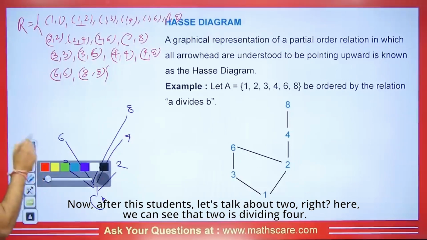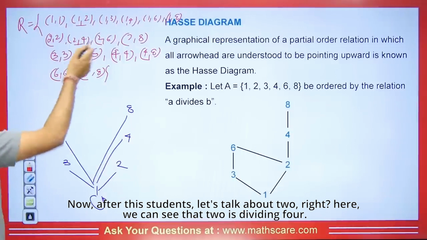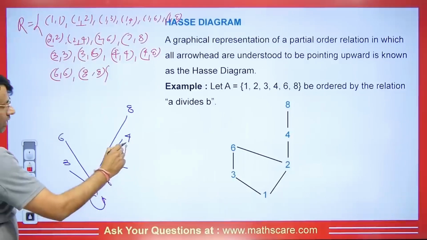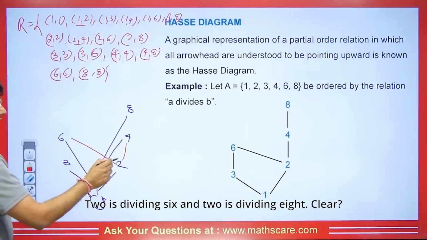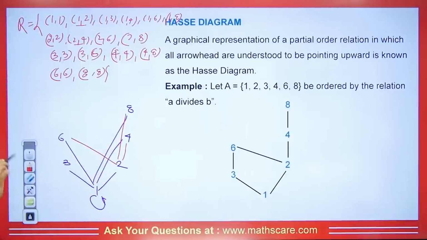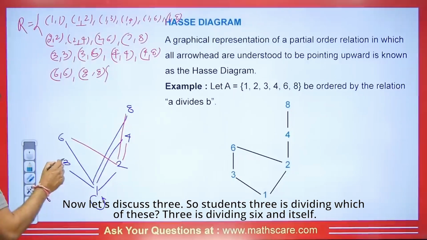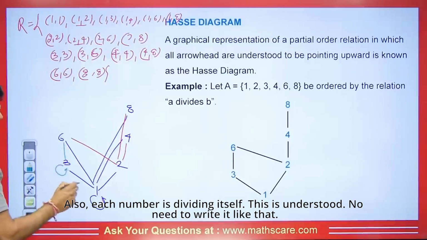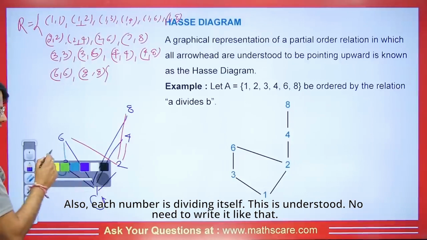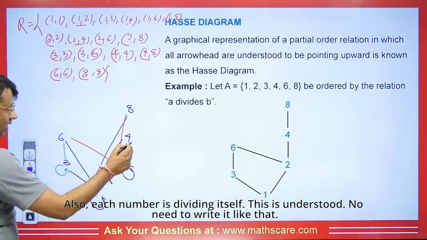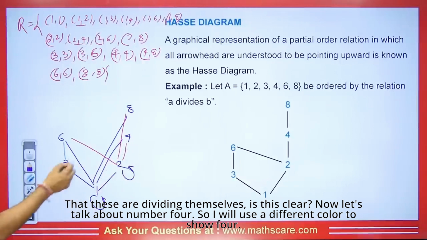Now after this students, let's talk about 2, right? Here we can see that 2 is dividing 4, 2 is dividing 6, and 2 is dividing 8. Clear? Now let's discuss 3. So students, 3 is dividing which of these? 3 is dividing 6. Also, each number is dividing itself. This is understood. No need to write it like that. Is this clear?